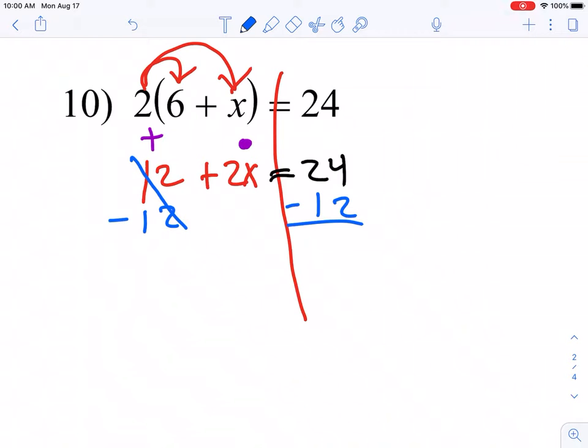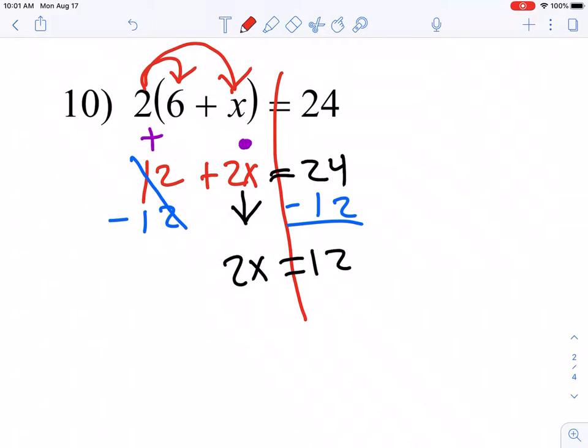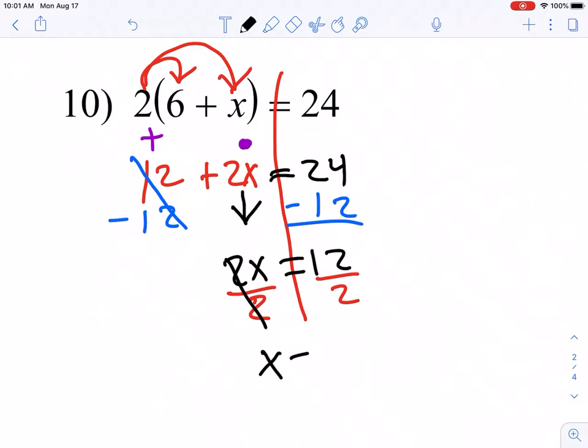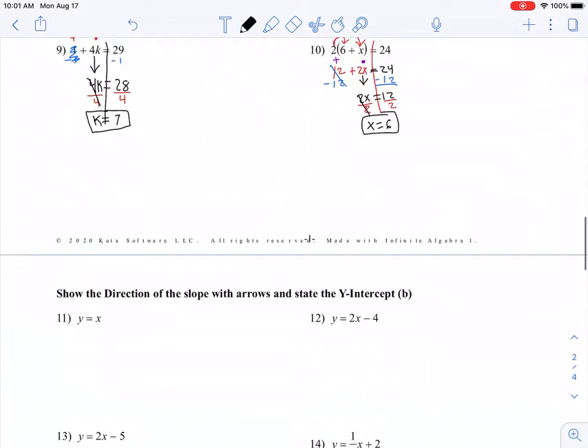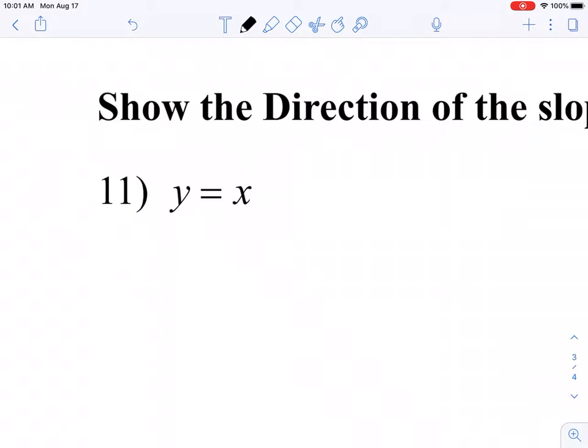24 minus 12 will give us 12. And then 2x gets rewritten. So 2x equals 12. Now I can get rid of my 2 that was multiplying with x, and I get rid of it by dividing. X equals 6. 12 divided by 2 is 6.